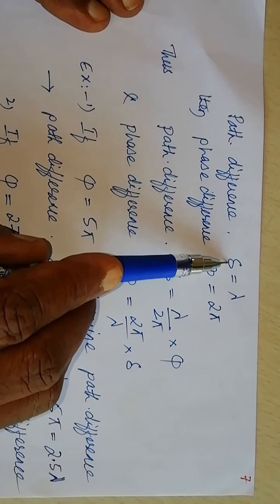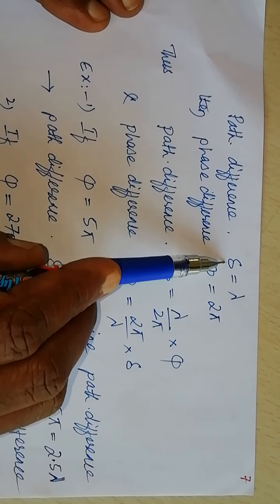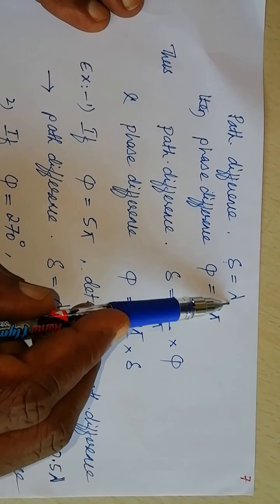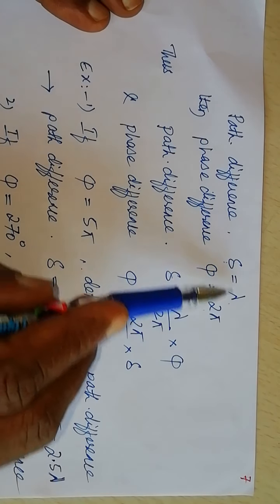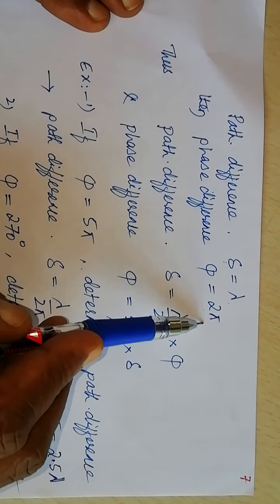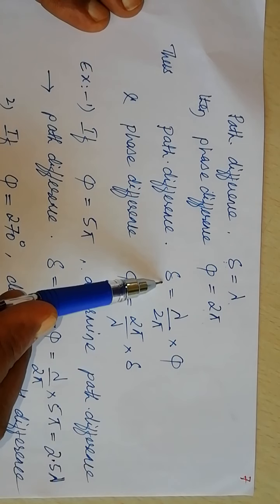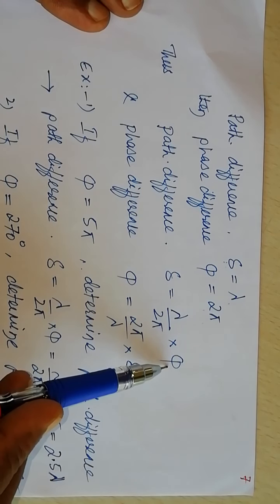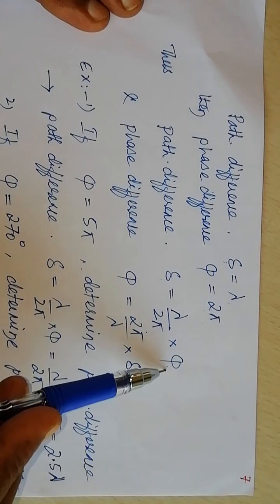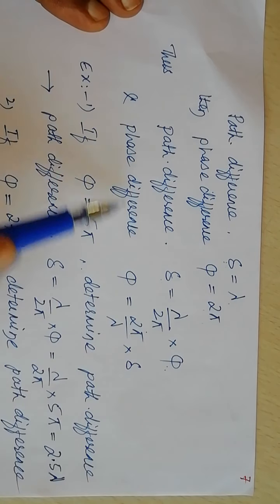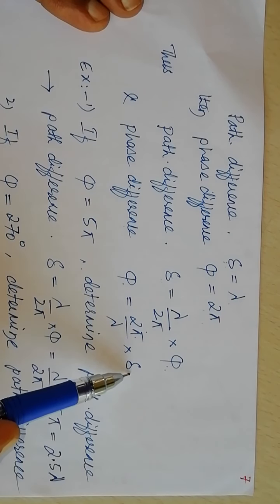Path difference is denoted by delta. If the path difference is 1 lambda, then the phase difference will be 2 pi. Thus, you can calculate the path difference delta if you know the phase difference phi. The relation is like this: path difference delta equals lambda by 2 pi into phase difference phi, whereas the phase difference phi equals 2 pi by lambda into path difference delta.